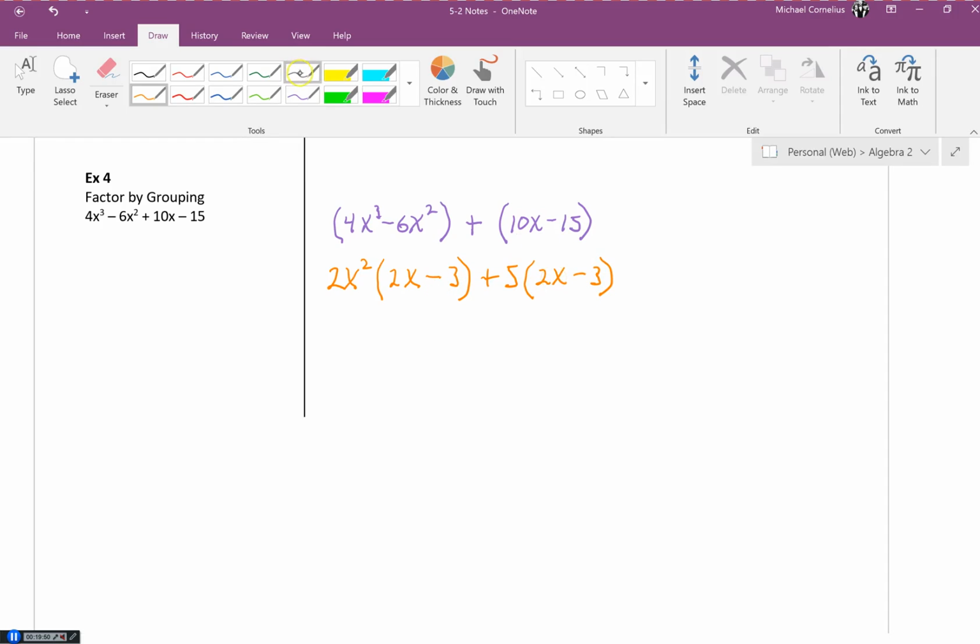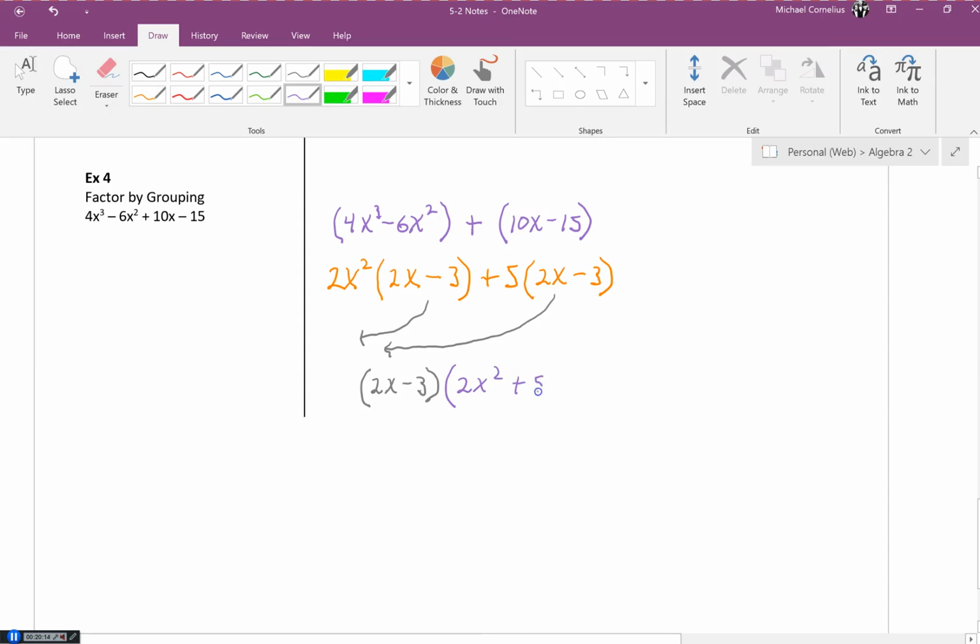The whole idea in factoring by grouping is to now factor out a 2x minus 3 from there and a 2x minus 3 from there. So when I factor out that 2x minus 3, literally put your fingers over those and look and see what's left. 2x squared plus 5 is what's left. All right? 3 steps and we're done. Pretty easy, huh?